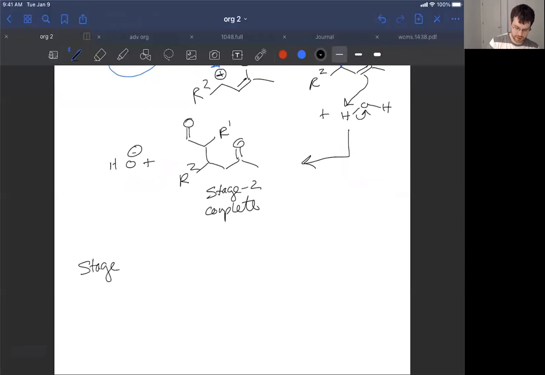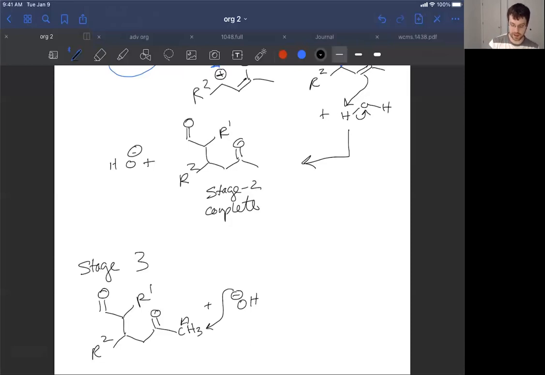So stage 3, I'm going to take this structure. I'm going to highlight the CH3. Okay, so the hydroxide is going to add to the CH3 and pull off one of the hydrogens and leave behind the electrons on that alpha position. That's going to generate the second enolate by involving that CH3 group.